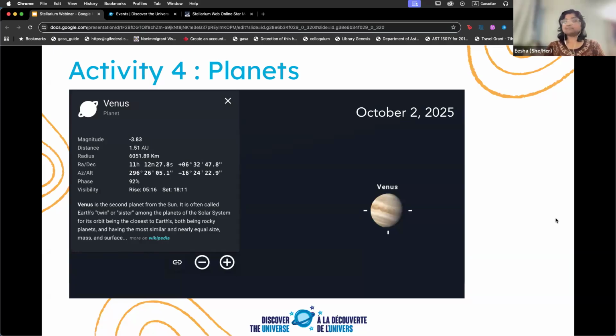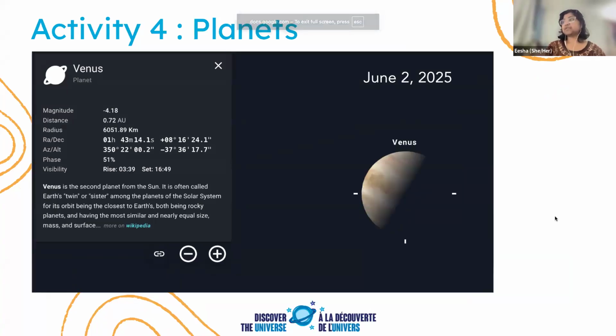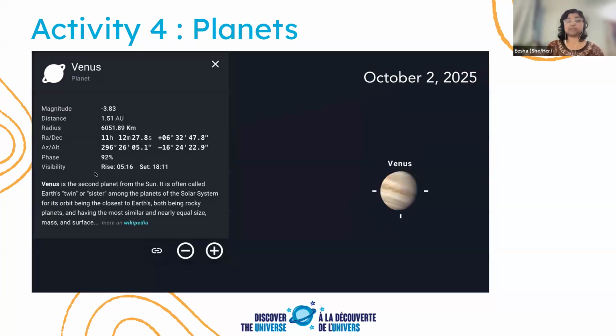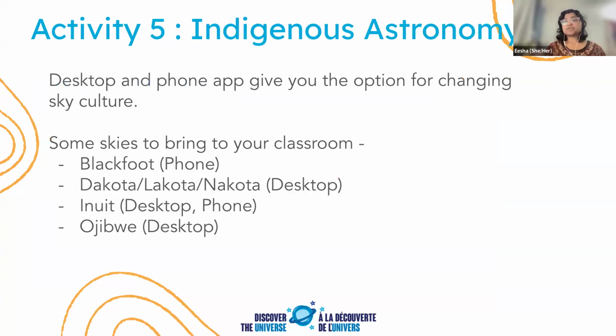Anyway, I took these two screenshots of the phases of Venus 4 months apart, and around June it was at 51% phase, and last week it was, sorry, at 92%. So you can take these pictures on Stellarium as screenshots and do an activity with your students. This is the last activity I have highlighted as a suggested activity.